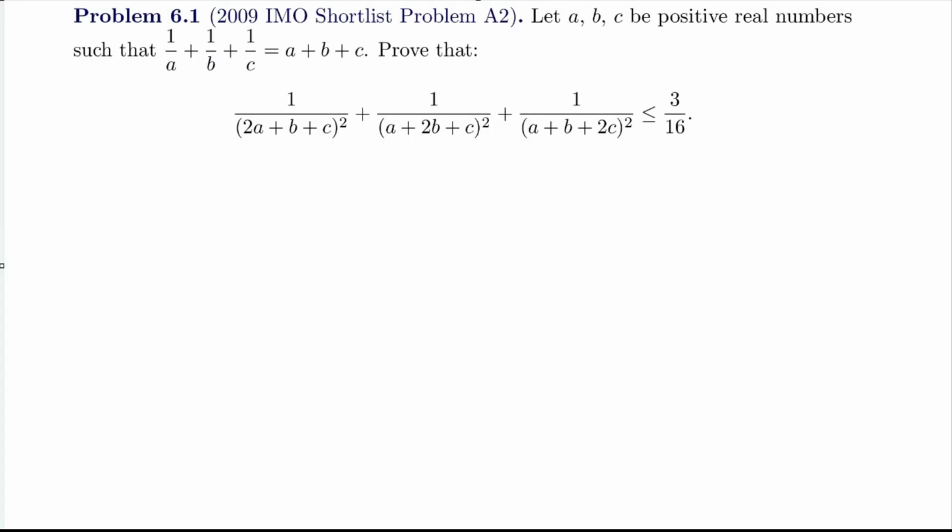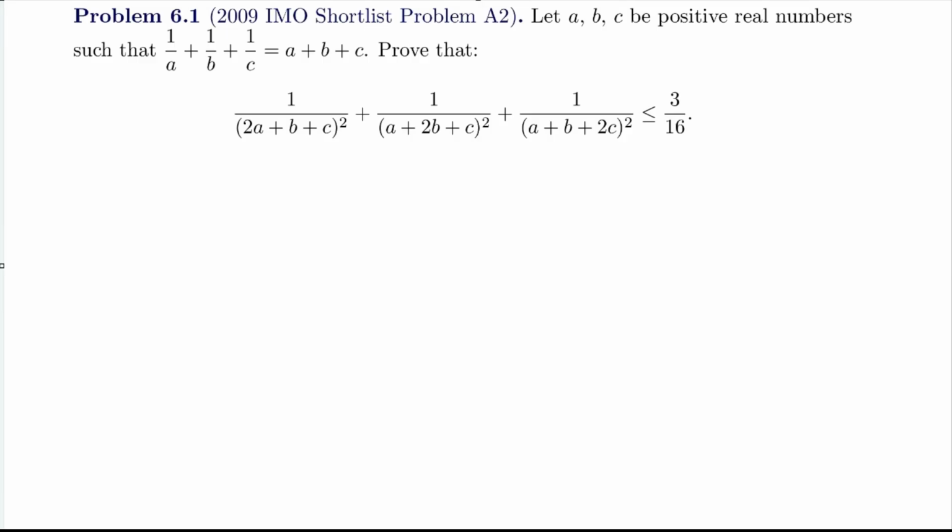Now let's try out an example problem from the 2009 IMO shortlist. Let a, b, c be positive real numbers such that the sum of their reciprocals is their sum. And we want to prove this identity here shown on screen. So go ahead and pause the video and try the problem out for yourself. And when you're ready to discuss with me, hit the play button.